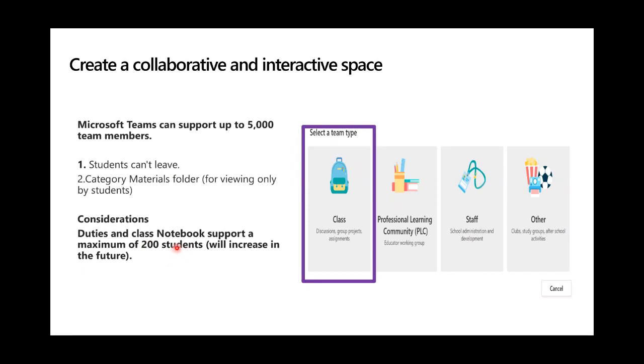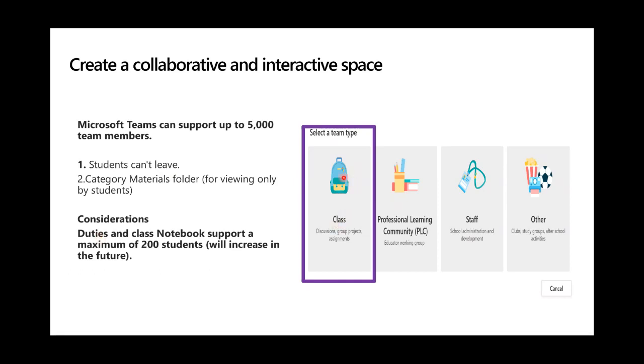However, if you need to add more than 200 students to your classroom, you will not be able to use the assignment and the class notebook. So here takes us to the next question. What is the maximum capacity for each and every team? The maximum capacity is 5,000 users in each and every team. So you can add 5,000 users. However, they will not be able to use the assignment and the class notebook.